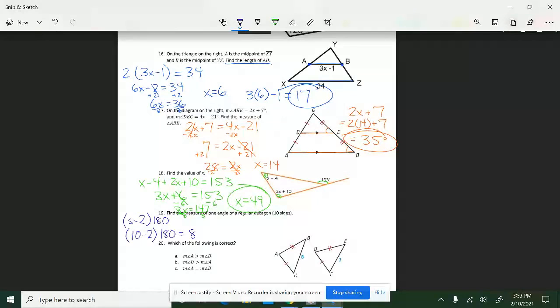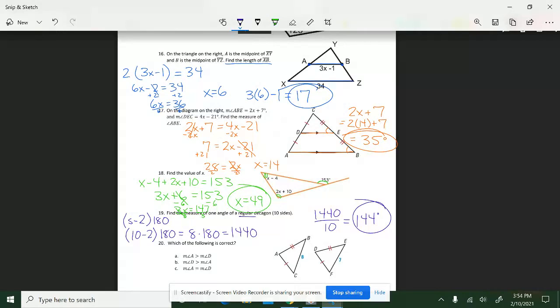That's going to be 8. So 8 times 180, which is 1,440. So in a decagon, all 10 angles total add up to 1,440. We want to find the measure of one of these angles, and the thing that helps us here is that it's regular, which means all 10 of them have to be the same. So what we're going to do is take that 1,440 and just divide it by 10, and that will give us 144 degrees.